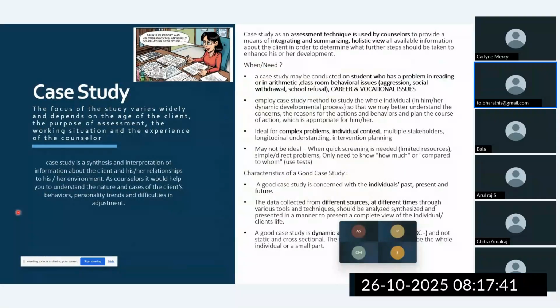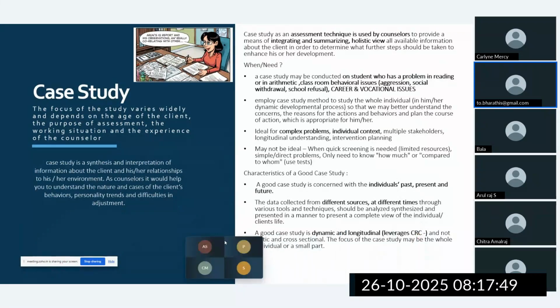So next is the case study. We have seen so many things. A case study is an assimilation of everything, to get a holistic view. It could be for a person, for a particular issue, but the issue is slightly complex and you need to bring everything together, and that is where a case study comes in.